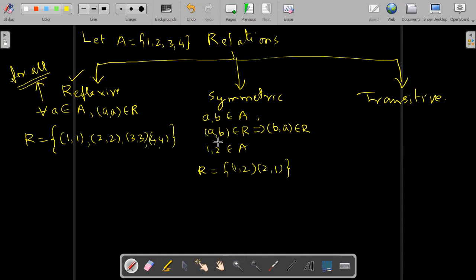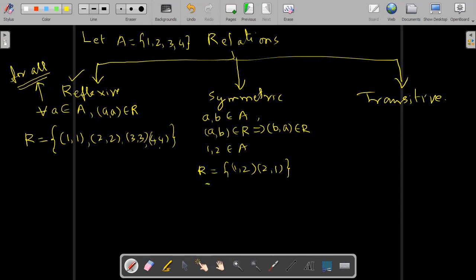So here, the important thing is we are not using this for all. We will not check that for all elements, like 1 1, 2 2, 3 3, 4 4. No, no. Just check the relation. Here you can see how many elements are there, and for that element there should be a combination.